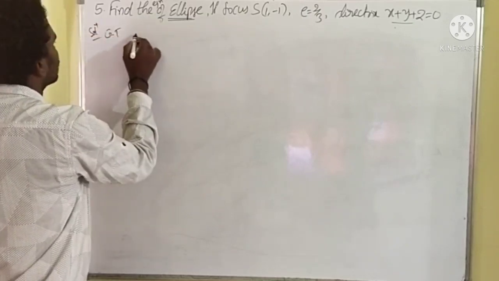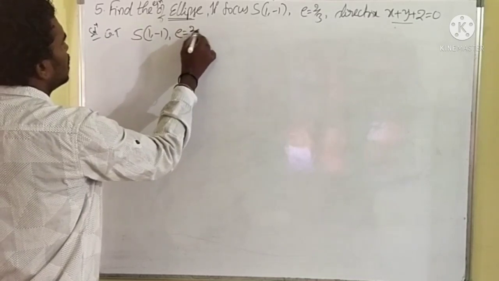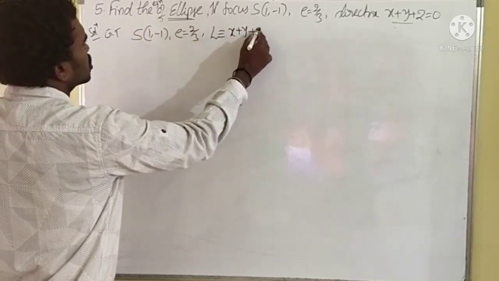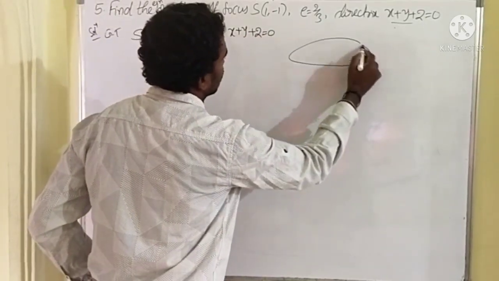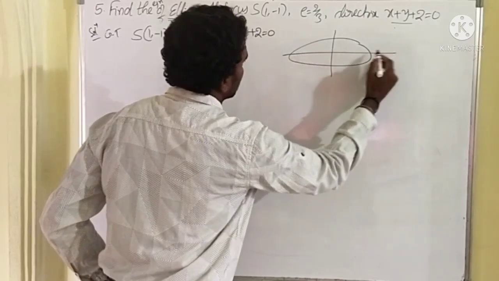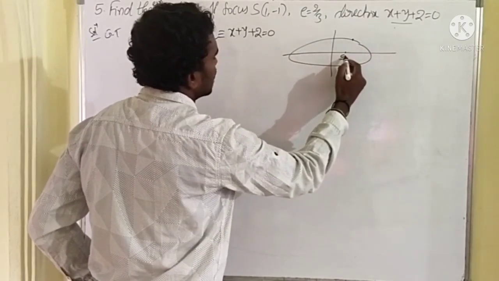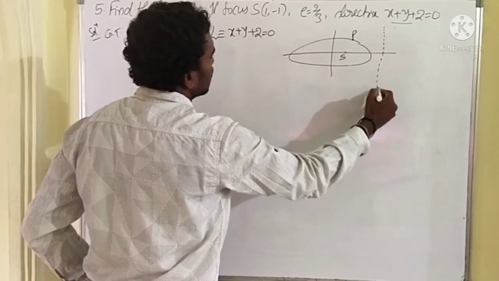Solution. What is given? S is given (1, -1), eccentricity is given 2 by 3, and the directrix line L is given x + y + 2 = 0. I am just drawing the diagram of the ellipse here, because if you draw the diagram we may get some clarity. Focus some point, and this is some directrix line.